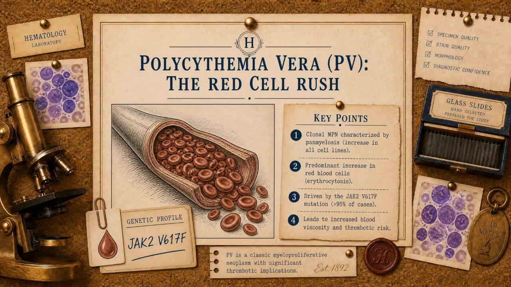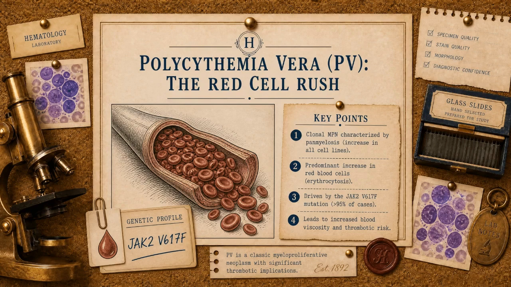In PV, the vast majority of cases, over 95% to be precise, are associated with a specific mutation in the JAK2 gene, the JAK2V617F mutation. This mutation is a game changer in the diagnosis of PV. The JAK2 gene encodes a protein called Janus kinase 2, which is a crucial signaling molecule involved in regulating blood cell production. The V617F mutation makes this protein constitutively active, meaning it's always on, constantly signaling the hematopoietic stem cells to produce more blood cells, particularly red blood cells, even when the body doesn't need them.